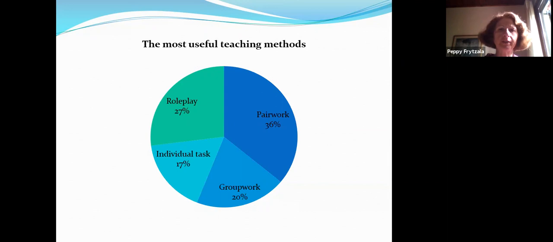When I saw this study, actually it came as a surprise. I would think that adults would prefer individual tasks, but no, they like working with other people, especially, I believe, because they have been accustomed to working with other people in their work context, if they are working people.